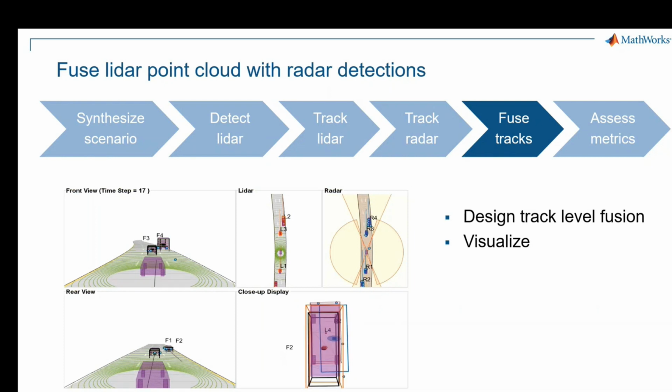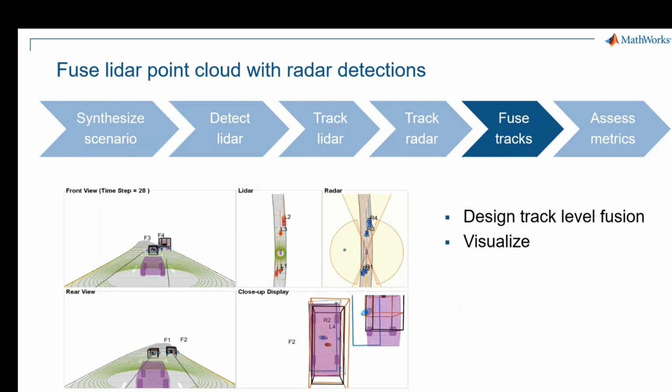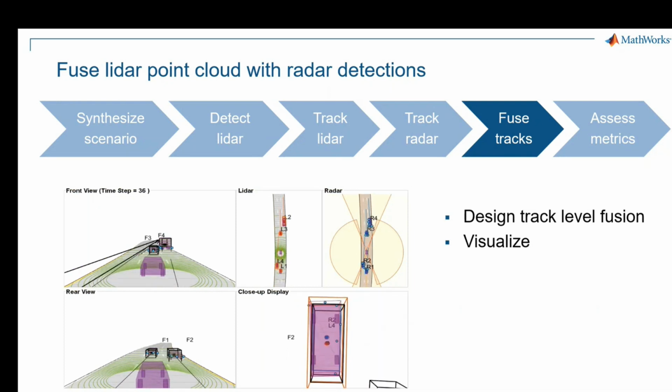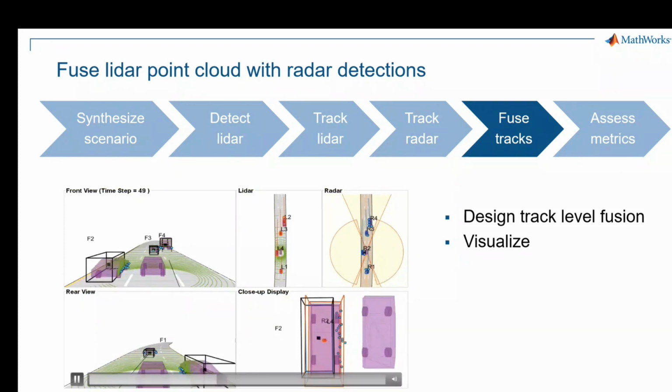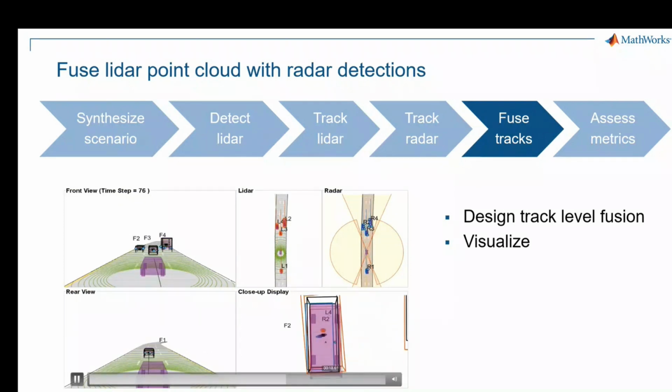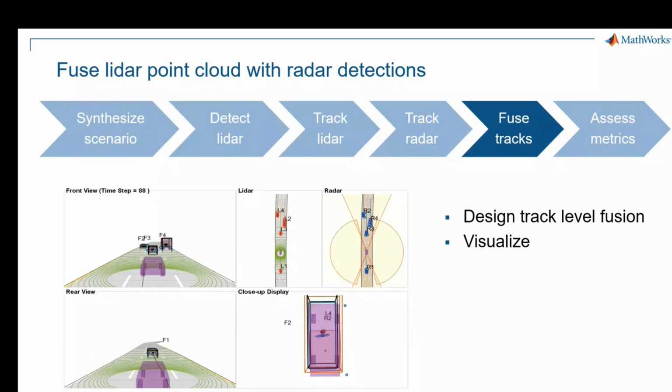So here, when we design a track level fusion, we're going to perform the fusion at the track level. We're going to fuse the different types of tracks. We can see that the fusion, which is the F2, is way more stable even when a car is passing near the vehicle. So we're able to stabilize this tracking and visualize it using multiple sensors.